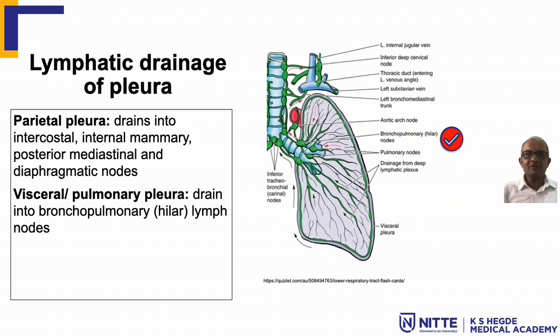So the lymphatics from the parietal pleura will basically go into nodes similar to those of the body wall, such as the intercostal nodes, the internal mammary nodes, the posterior mediastinal as well as the diaphragmatic nodes. The visceral pleura or the pulmonary pleura drains into the bronchopulmonary or the hilar lymph nodes.